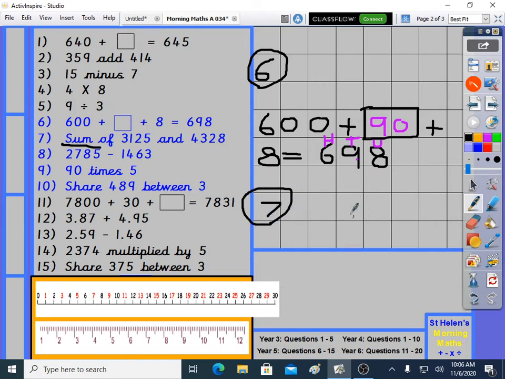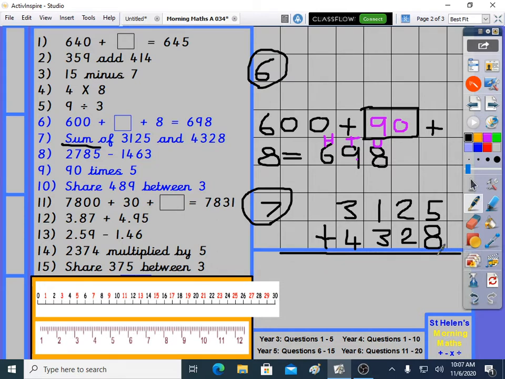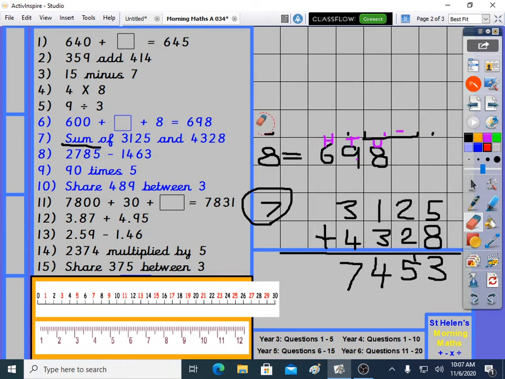Sum means plus. 3,125 plus 4,328. We're adding up 2 4-digit numbers here, aren't we? 5 plus 8 is 13. 2 plus 2 is 4, plus 1 is 5. 1 plus 3 is 4. 3 plus 4 is 7. 7,453. That was question 7.